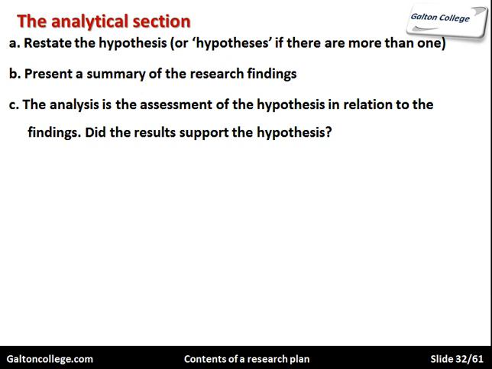So, we have very important issues in the analytical section. We have the hypothesis, if there's one, or hypotheses if there are many. We have a summary of the research findings, and we have a relationship between the research findings and the hypothesis, which is C on our list here. In other words, did the research findings support the hypothesis or reject the hypothesis?